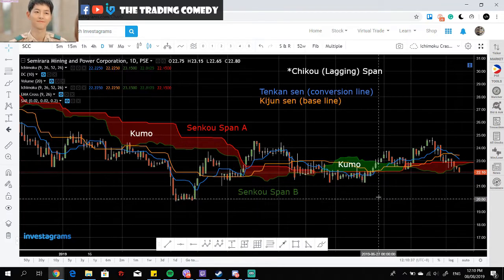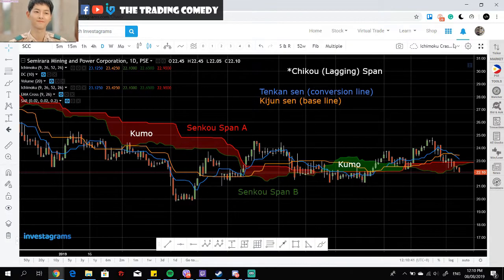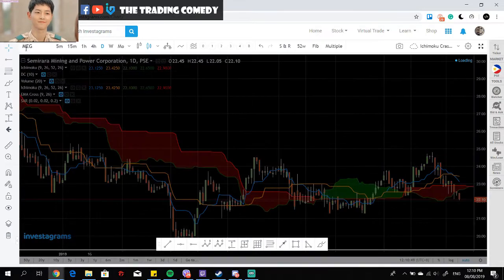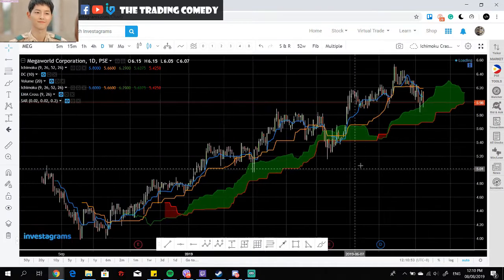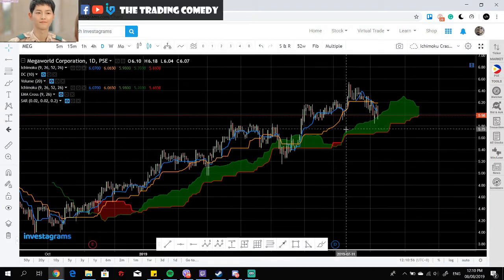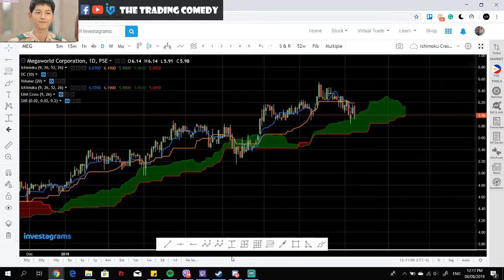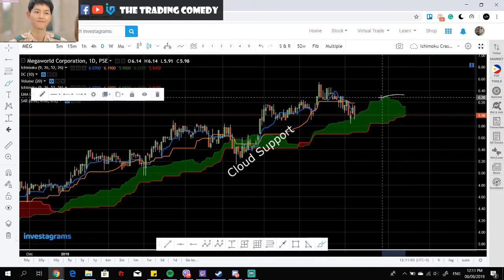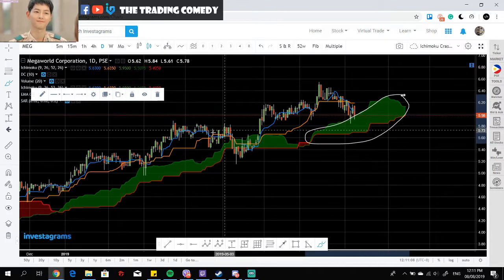Okay? So let's do a couple of backtests so your eyes get used to this chart. Let's find other charts. Let's try Megaworld. Currently Megaworld is in an uptrend because the cloud is telling us that it's in an uptrend. But for entry, you can actually enter here as well. This is a support cloud. So probably you can enter here and you can cut if the price goes below this cloud.